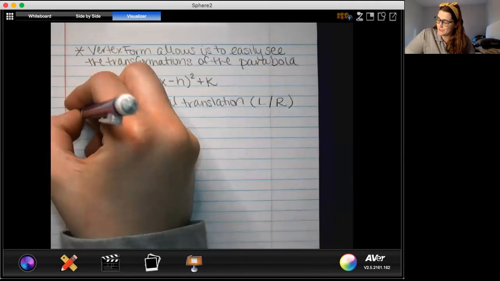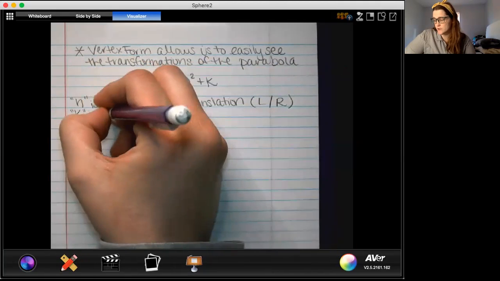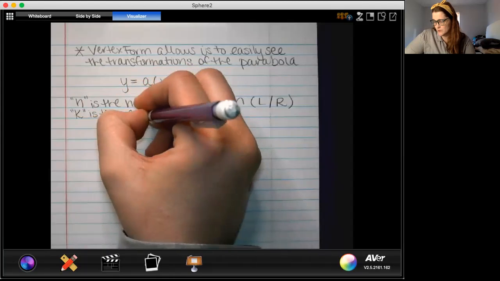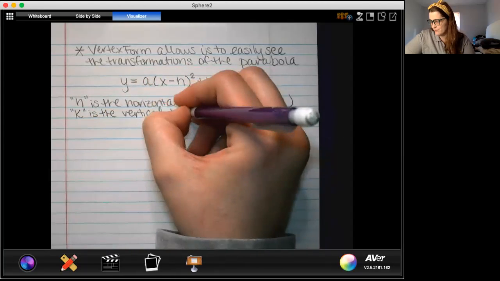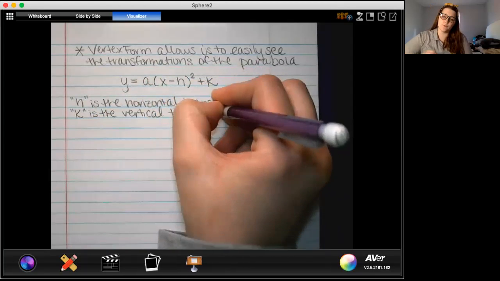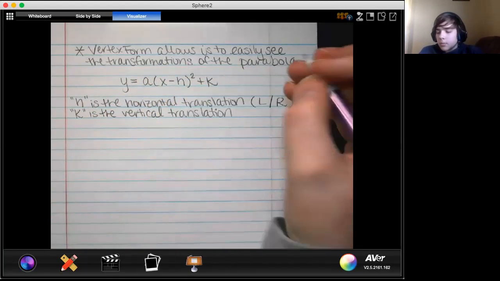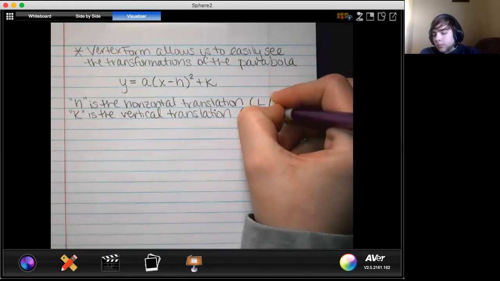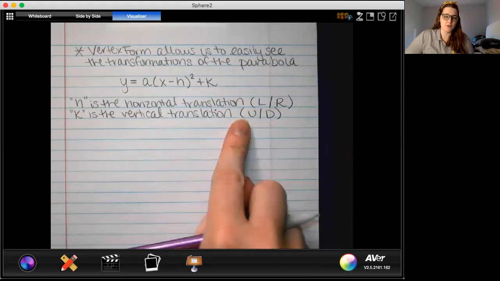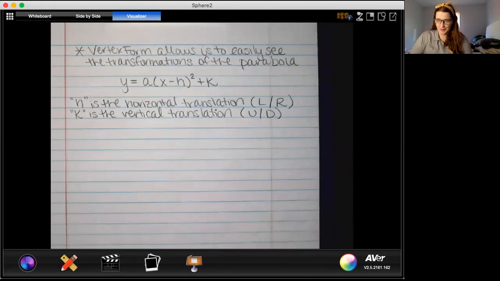Then we have our k, which is the vertical translation. So vertical would be in reference to up or down, yep. And if you're not going to know what LR and UD mean later, feel free to write left, right, up, down, whole thing.